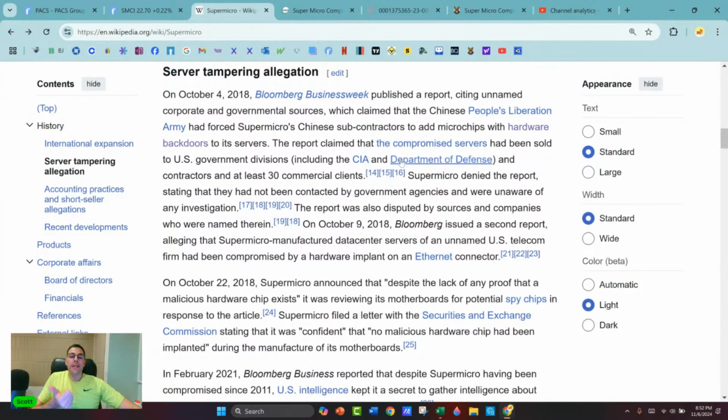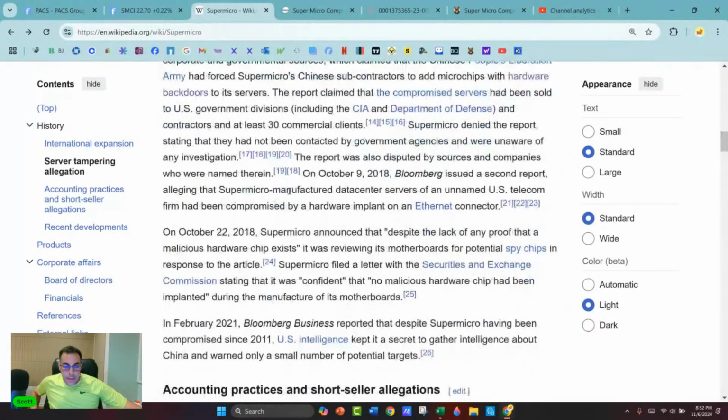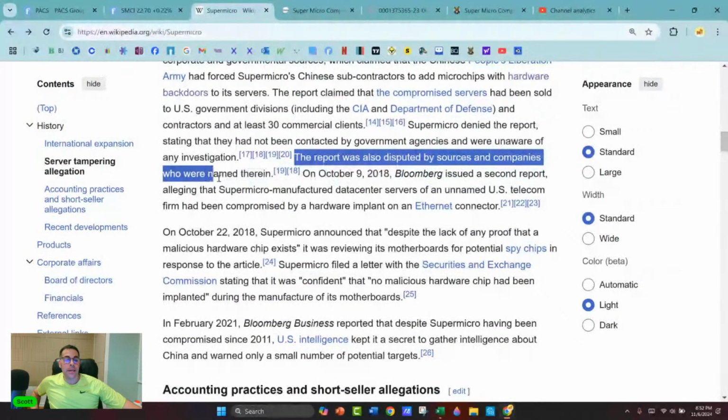So the compromised servers were sold to U.S. government divisions, including the CIA and Department of Defense, and contractors, at least 30 commercial clients. So the semiconductor chips were probably sold to big companies like Tesla or Apple. Of course, Supermicro denied the report, stating that they had not been contacted by government agencies and were unaware of any investigation. The report was also disputed by sources and companies who were named therein.